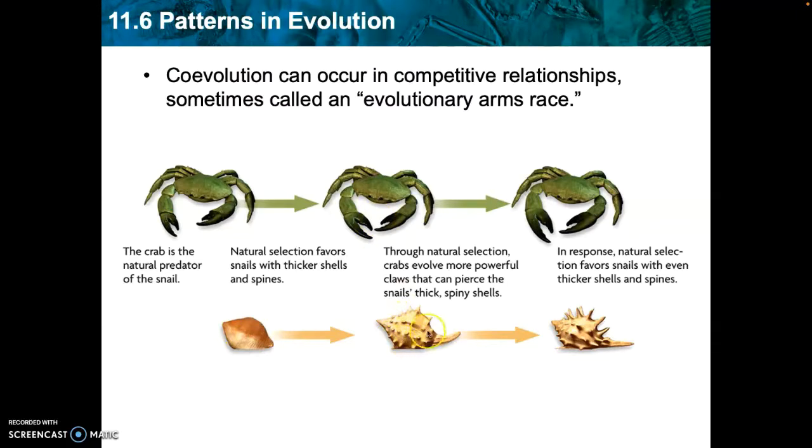So that means that the shell needs to be even stronger, maybe have these spiny protrusions on them, which again leads to even larger, stronger claws in the crab and stronger spiny shells in the snail. We will call this an evolutionary arms race because essentially, as soon as the prey is evolving a better defense against the predator, the predator population is also going to be evolving to be able to get to the prey, because everyone has to be able to eat.